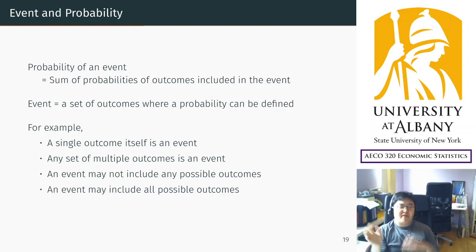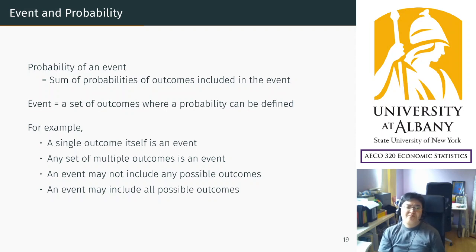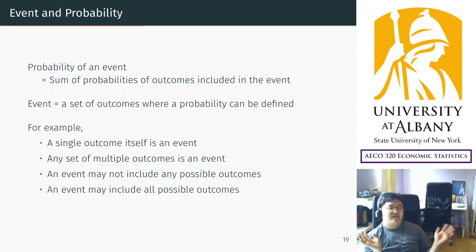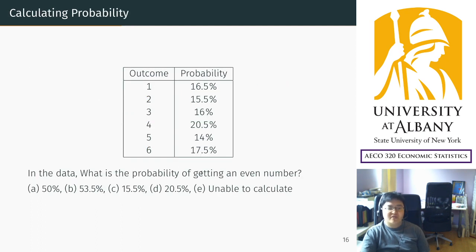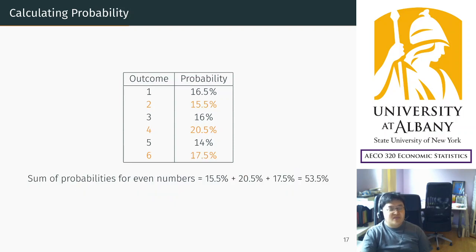So, by the way, coming back to the probability. Now I tell you the general rule. The probability of an event is the sum of probabilities of outcomes included in the event. Here, in our previous example, we considered the probability of an even number. Even number is not a single outcome. There are 6 outcomes, but even number is not one of them. Still, it is easy to define the probability.